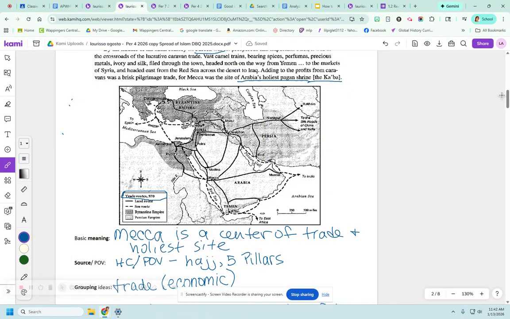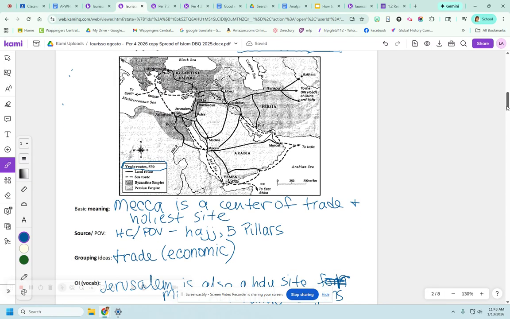Maybe from a Muslim point of view, one of the most important things to do in life is to go on your pilgrimage. And you can think about what you know from our study of Islam and give that historical context or the point of view of why Mecca is so important from a Muslim point of view. I don't think that this really would be a document I would use as evidence to prove that conquest was a cause of the spread of Islam. I would say that it's more trade.